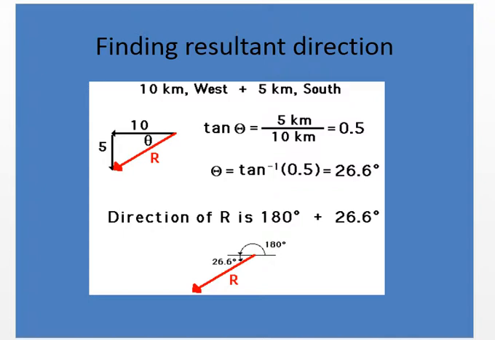The direction is going to be found using tan because you have the opposite side of the angle and the adjacent side, and tan is opposite over adjacent. So that would be tan theta equals 5 over 10, or 0.5. Then you take the inverse tan of that decimal. It gives you an angle of 26.6 degrees.